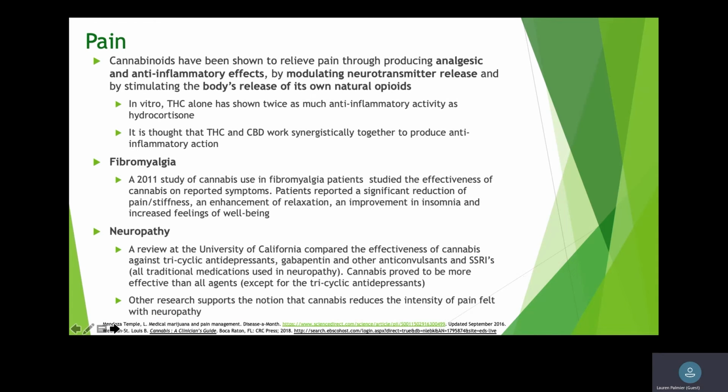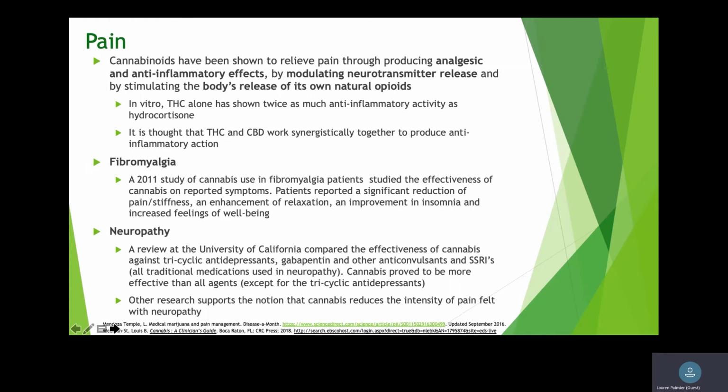So, cannabis is usually seen as a popular remedy or treatment for pain. Cannabinoids have been shown to relieve pain through producing an analgesic and anti-inflammatory effect by modulating neurotransmitter release and stimulating the body's release of its own natural opioids. In vitro, THC alone has shown twice as much anti-inflammatory activity as hydrocortisone. It's thought that THC and CBD work synergistically together to produce anti-inflammatory action.